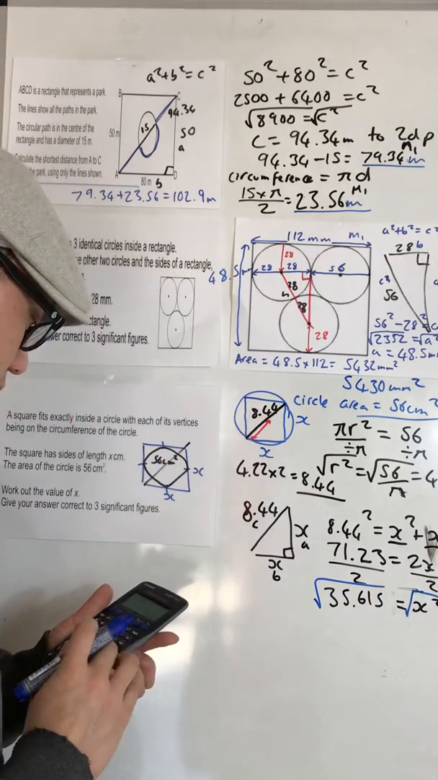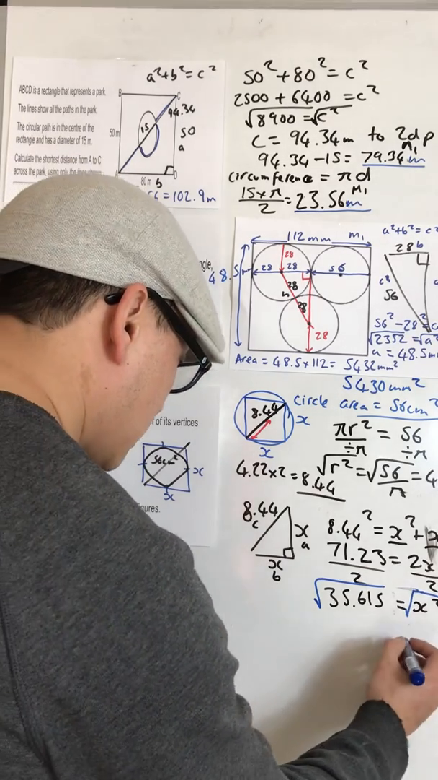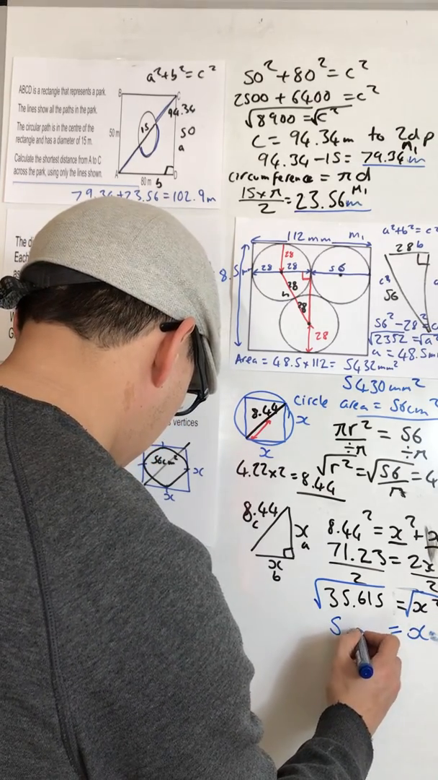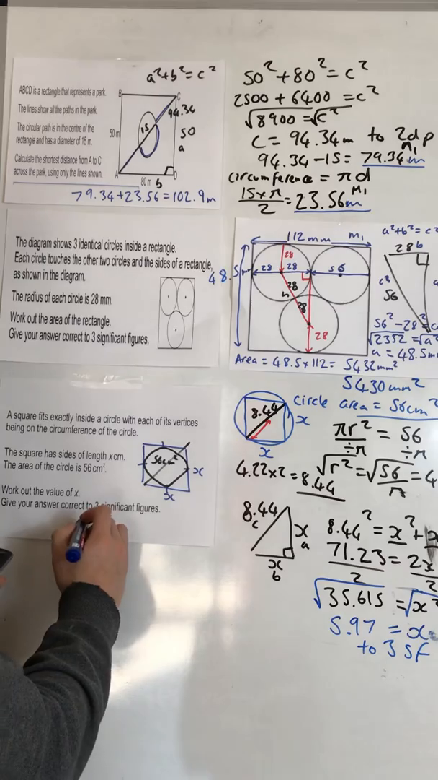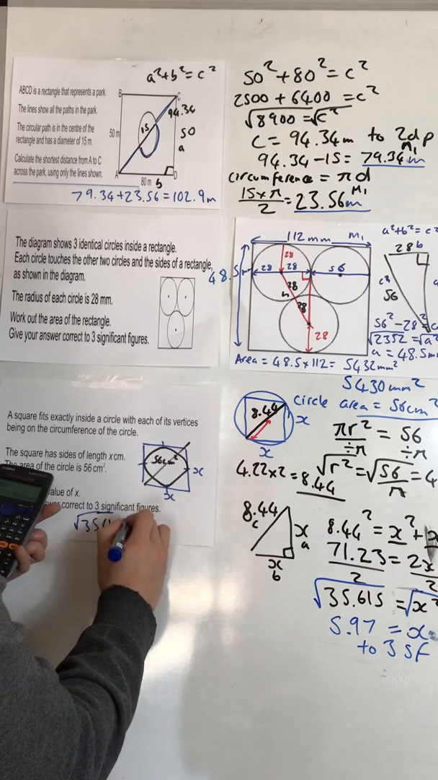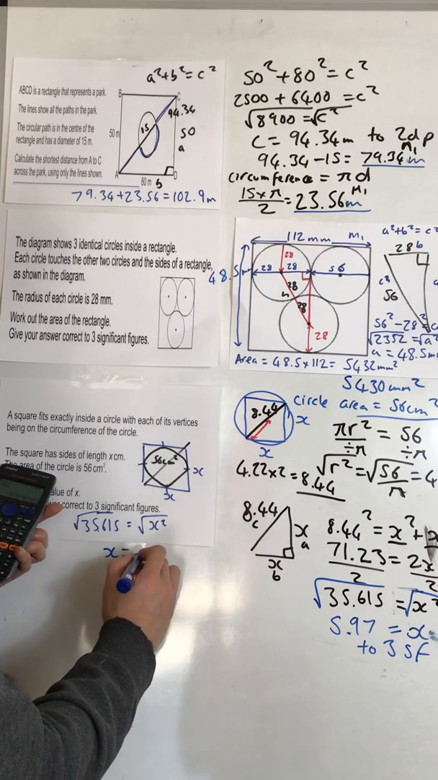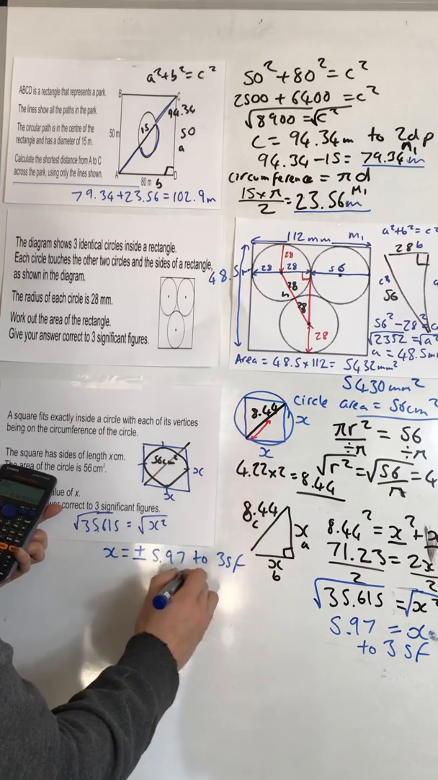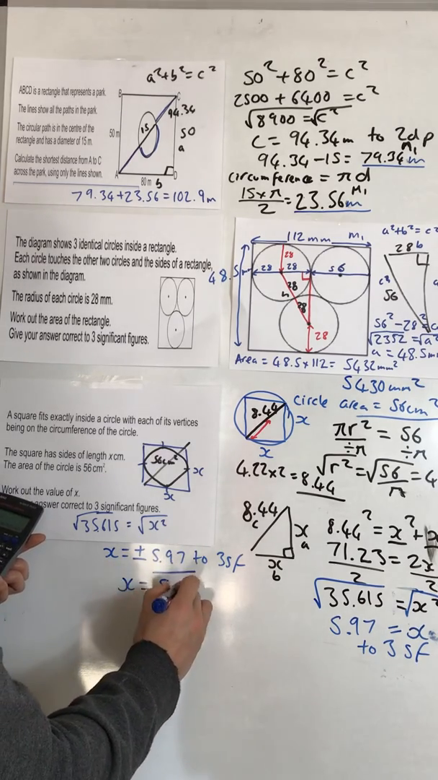Square root both sides. So square root answer. So x will equal 5.97 to 3 significant figures. Just in case this is cut out, the last line is square root 35.615, square root x squared. So remember, because we're squaring, x is going to actually equal plus or minus 5.97 to 3SF. But you can't have negative lengths, so x equals 5.97.